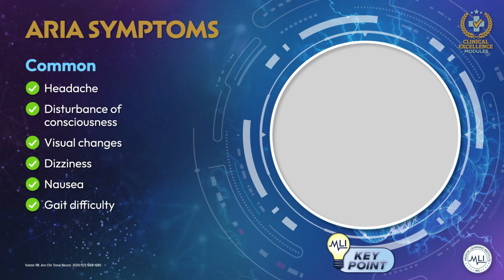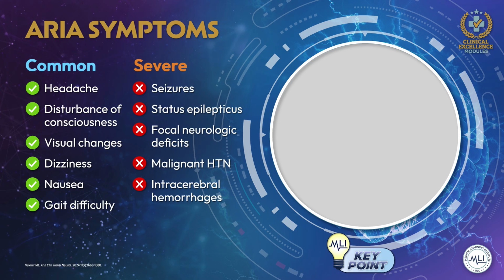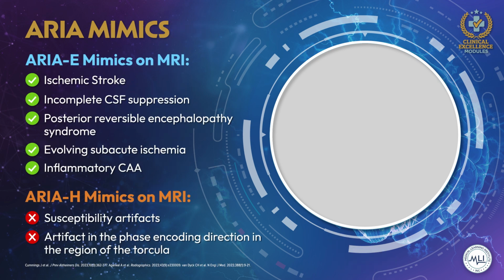So common symptoms are headaches or disturbance of consciousness, visual changes, dizziness, nausea, and gait difficulty. But sometimes severe presentations can include seizures, status epilepticus, focal neurologic deficits, malignant hypertension, and intracerebral hemorrhages, some of which can be fatal. ARIA-E mimics should be considered first.